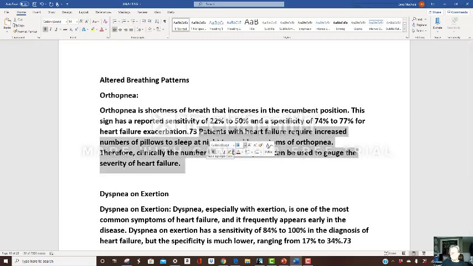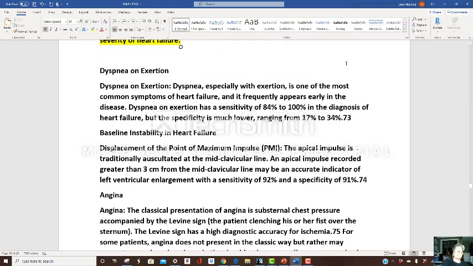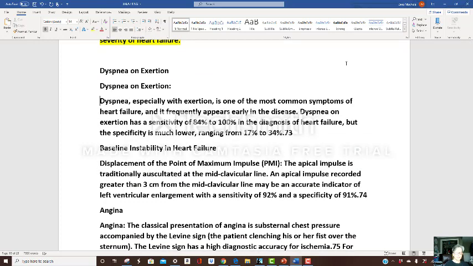Dyspnea on exertion. Dyspnea, especially with exertion, is one of the most common symptoms of heart failure, and it frequently appears early in the disease. Dyspnea on exertion has a sensitivity of 84% to 100% in the diagnosis of heart failure, but the specificity is much lower, ranging from 17% to 34%.